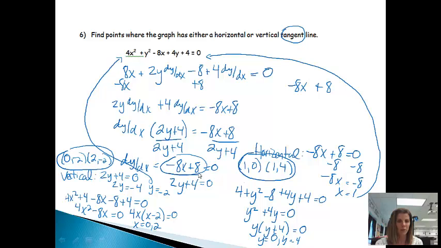So that's where I will have horizontal and vertical tangent lines. So hopefully now you can apply implicit differentiation to problems that we've worked with previously.